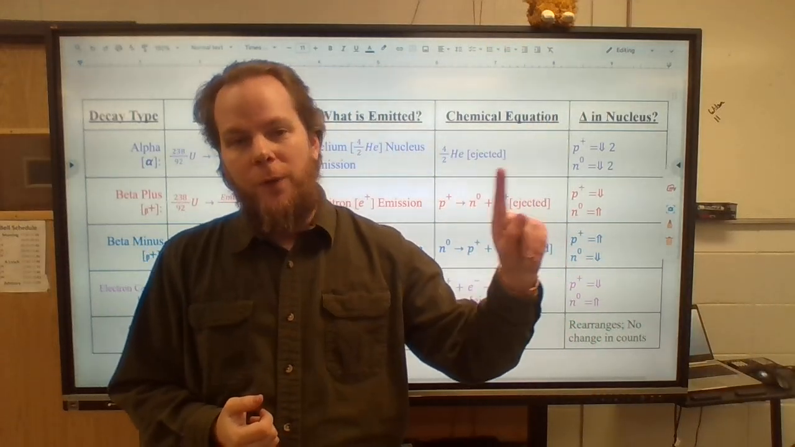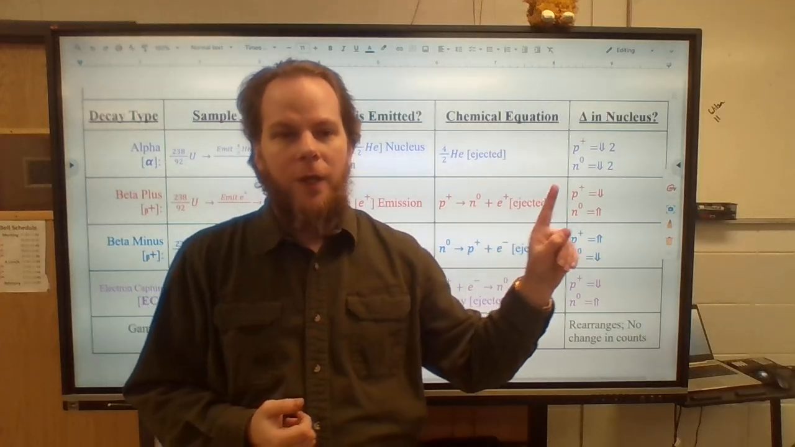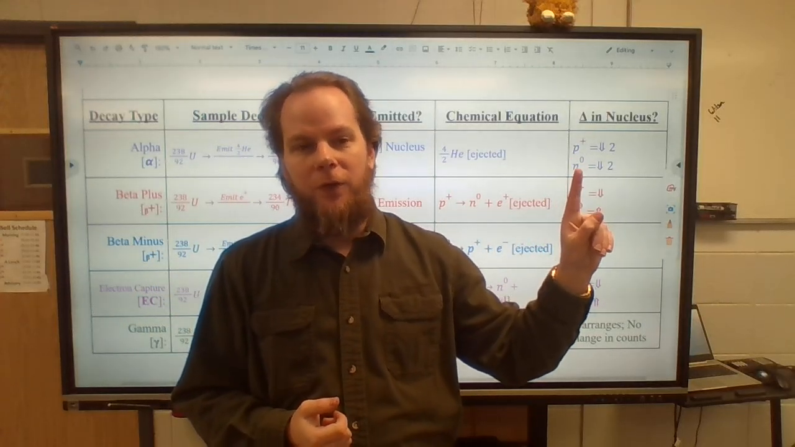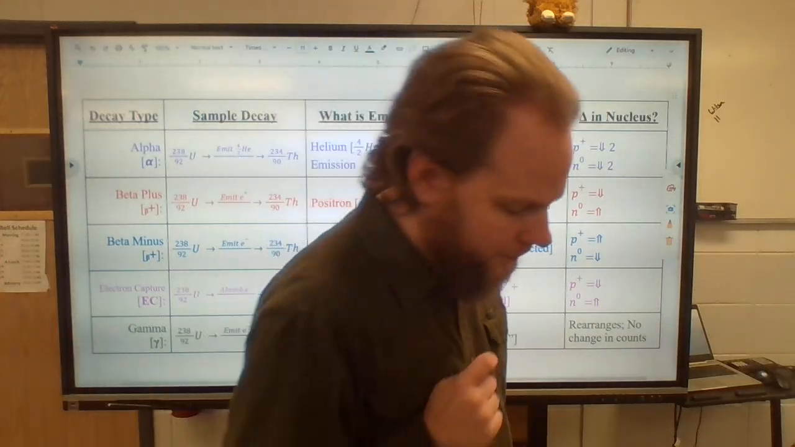The actual equation of what's happening, it's just an alpha particle, a helium nucleus, being ejected. The number of protons goes down by 2, the number of neutrons goes down by 2. And that brings us to beta plus.